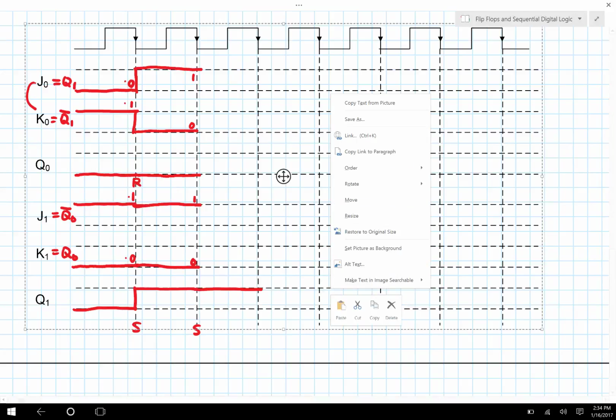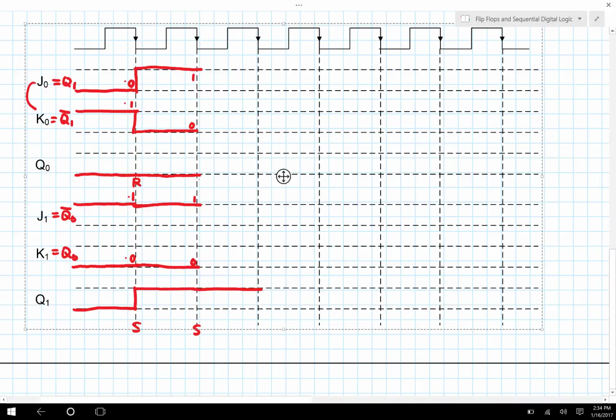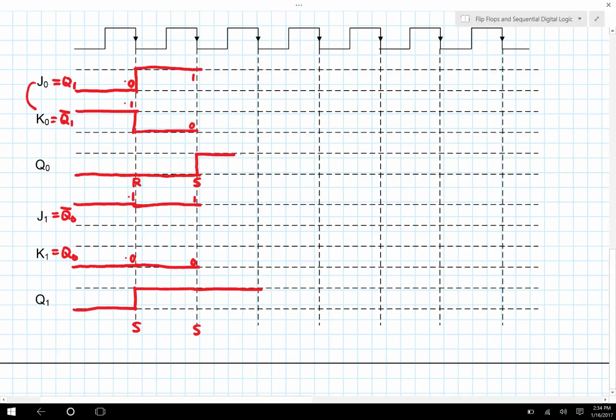A 1 and a 0 is also a set. Oops. So that's also going to be a set configuration, and now this one's going to go up to a 1, and it's going to stay in the 1 configuration. Okay, so let's go ahead and do it again.